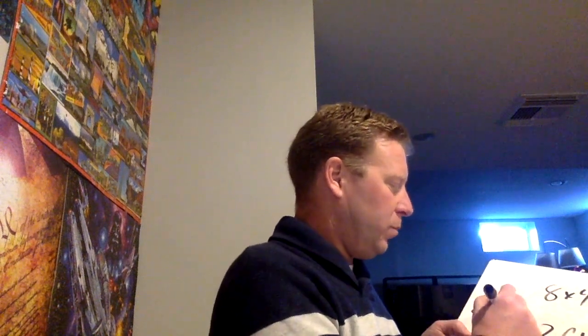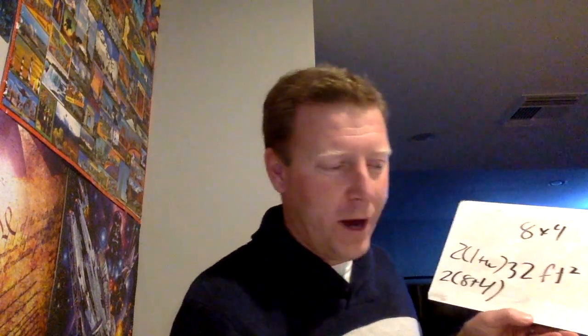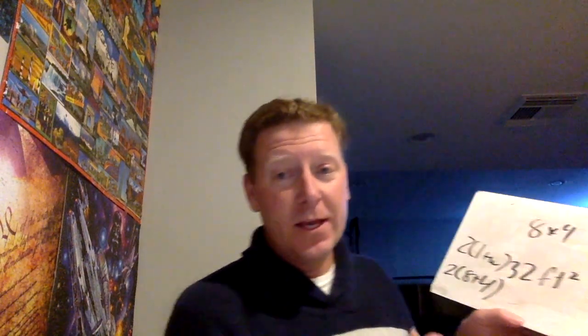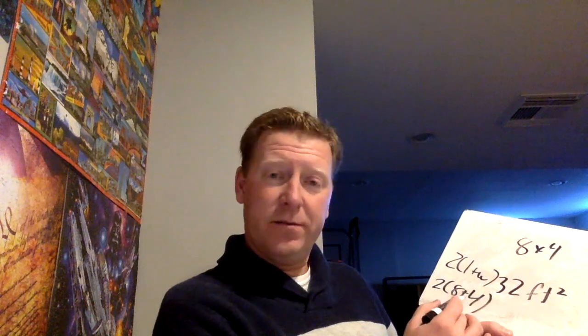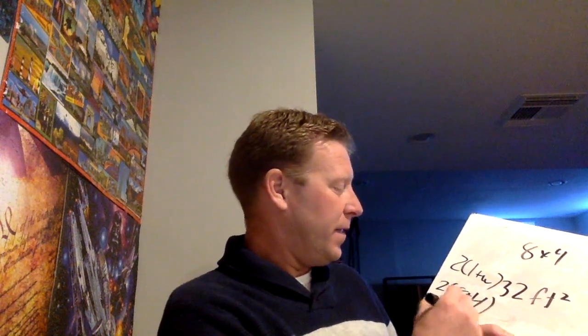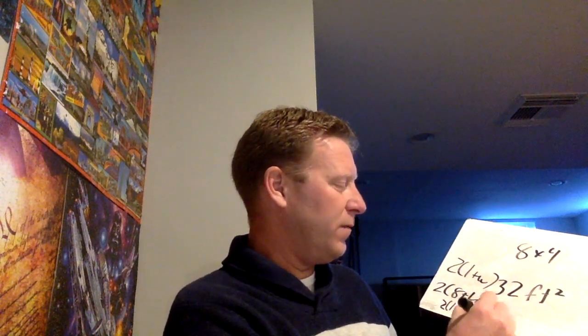Example 2, evaluate 2L plus W when I have the same numbers. So now I've got 2(L + W), and they say now you have 2 times (8 plus 4). And this is going to go right into what we're going to talk about today. So you've been taught, hey, add them together. 8 plus 4 is 12. Then times it by 2 and get 24.